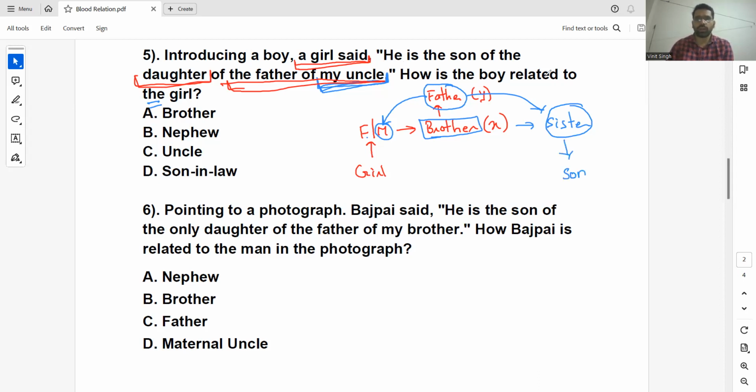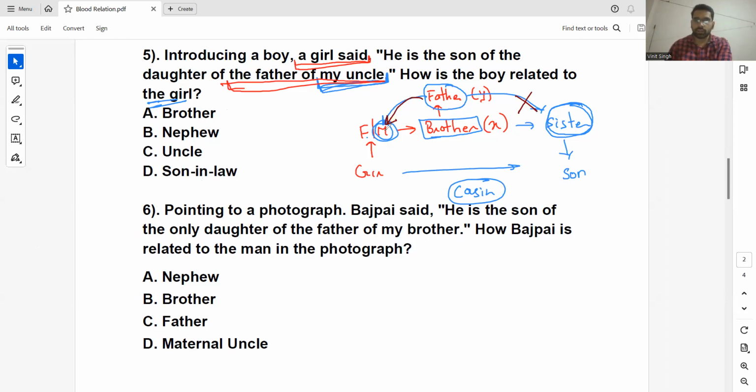Now, how is the boy related to that girl? Now, if they are asking for that daughter, there will be two daughters. It may be this one and it may be this one. If there is a son of that daughter, then they will be cousins. They both will be cousins. But the options are brother, nephew, uncle, son-in-law. Cousin is not given. So they are not asking for that one. They are asking for this one.